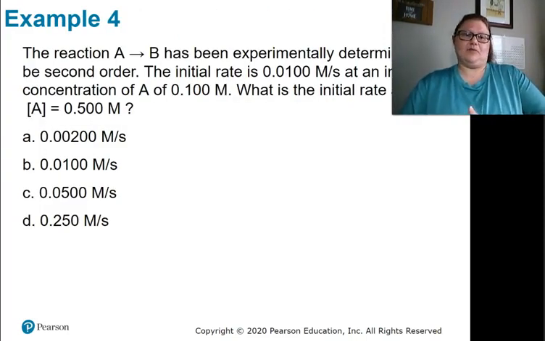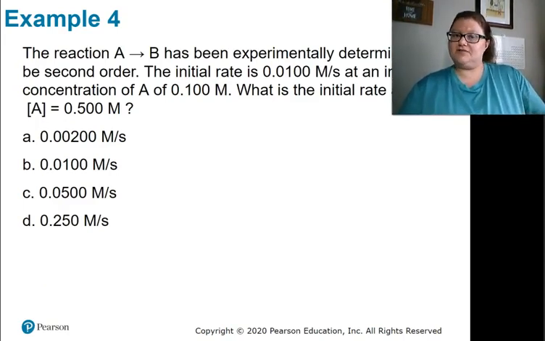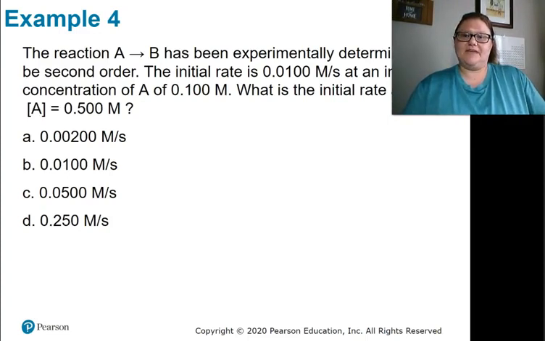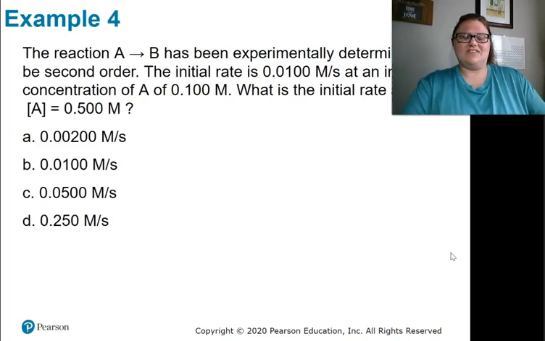So here's another example. Example 4. The reaction A forms B has been experimentally determined to be second order. Okay, they're giving us this. The initial rate is 0.0100 moles per liter per second at an initial concentration of A of 0.100 moles per liter. What's the initial rate when the concentration of A is 0.500 moles per liter? What? That's a lot, right? So we have this as a multiple choice question. Take a second, think it through.